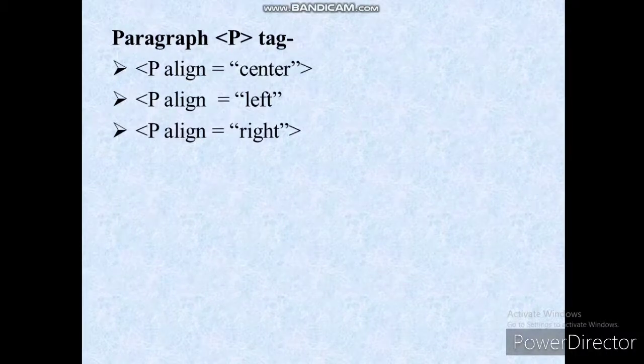Align attribute is used to specify the placement of the text enclosed within the paragraph tag with respect to the margin. Means align attribute is used to increase or decrease space between margin and the paragraph. If you do not use the align attribute, the paragraph is left aligned. By default, the alignment of the paragraph is left aligned. Let's take an example.